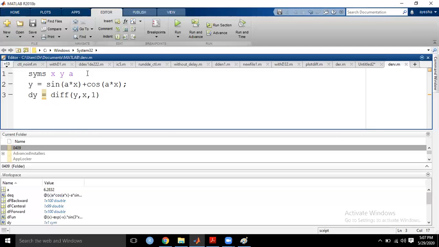These are the three important commands. First, declare the variables. Second, write the function. And third, write the derivative command.